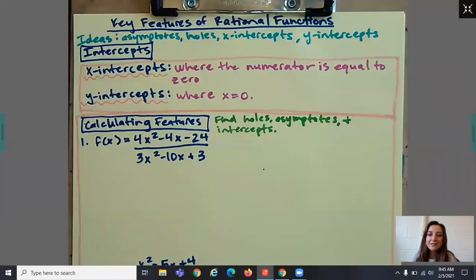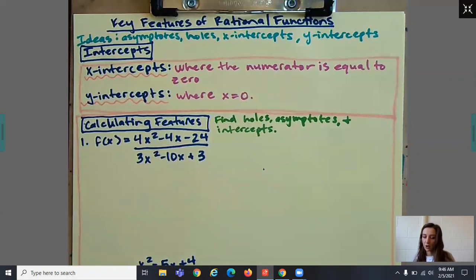Hello everyone. In this video we're going to be working some extra examples with rational functions. We are also going to be adding x-intercepts and y-intercepts, but those are fairly easy, just plugging in 0 and setting the numerator equal to 0. So let's start out with this very first problem. We're going to be finding holes, asymptotes, and intercepts.